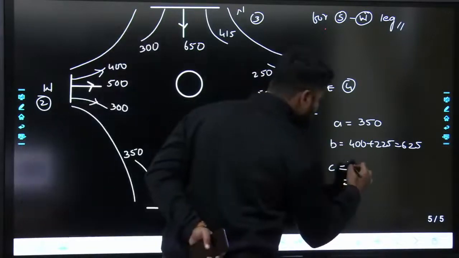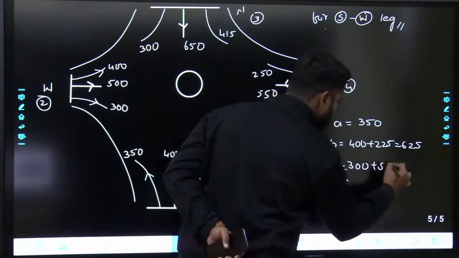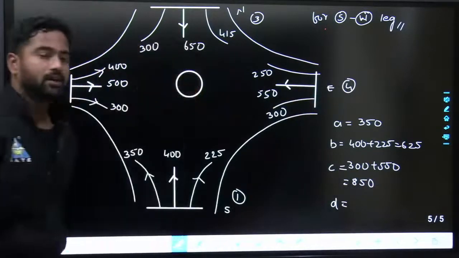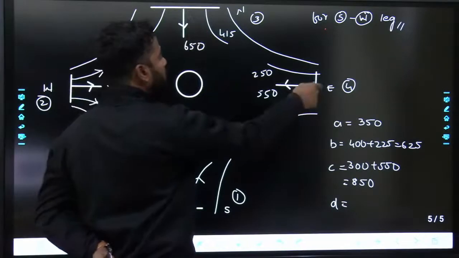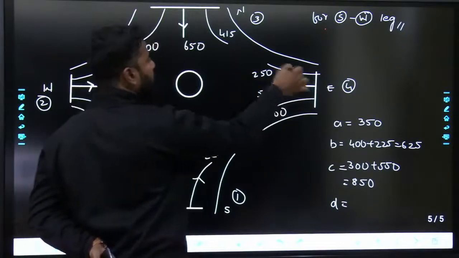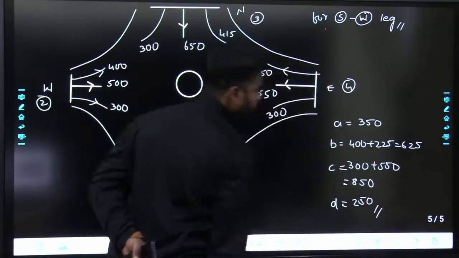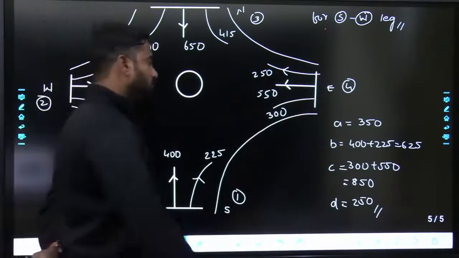300 plus 550, that is 850. And D is entering from 4 leaving through 3, that is 250. Simple.